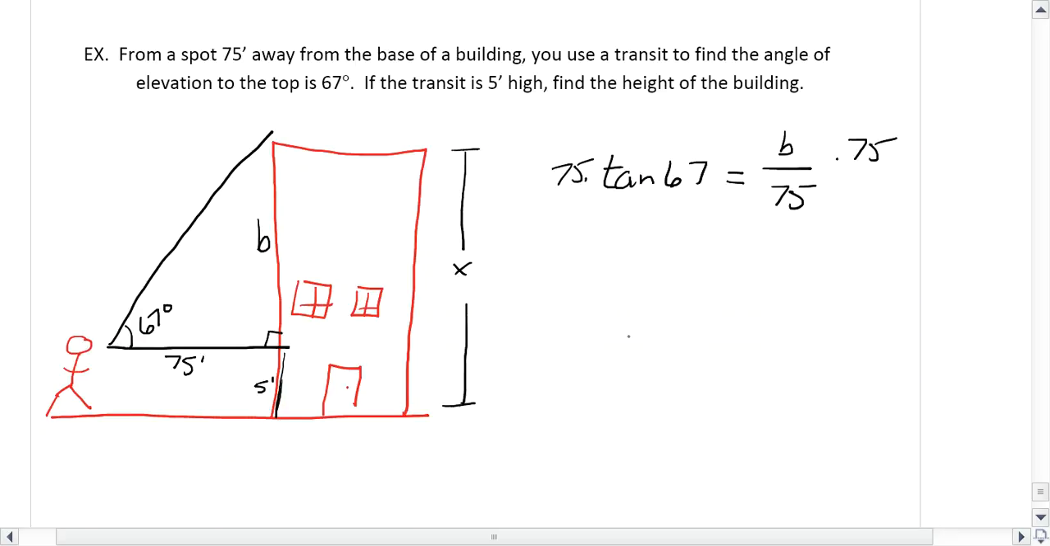And if I did this correctly, B is approximately equal to 176.7 feet. But remember, we have to add on the height of the transit. So if you add on the 5 feet, the total height of the building is 181.7 feet. All right, that concludes section 10.2. Have fun.